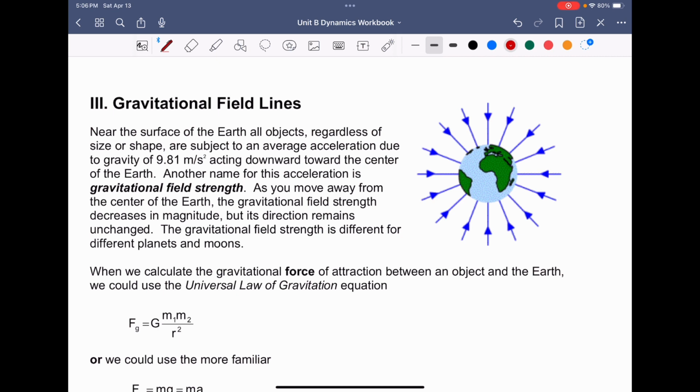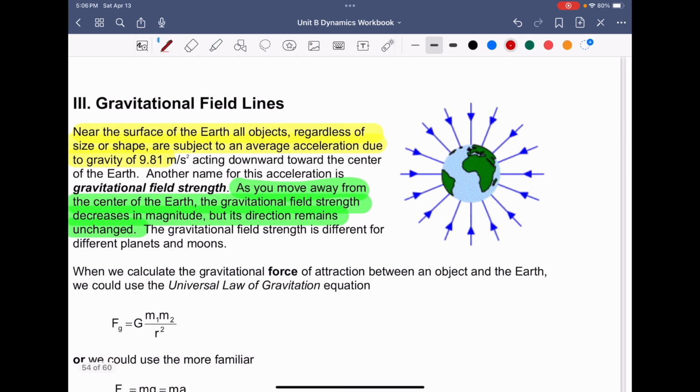So near the surface of Earth, we know that objects accelerate at a rate of 9.81. We would typically say they accelerate downwards from our reference point, because we're looking from the surface. If up is positive and down is negative, this is accelerating towards the planet, so it'd be going in the downwards direction at 9.81. Now, something we need to note is that as you move farther and farther away from the center of Earth, the gravitational field strength decreases in magnitude, but its direction remains unchanged. Because what's happening is, let's now visualize this in two different ways.